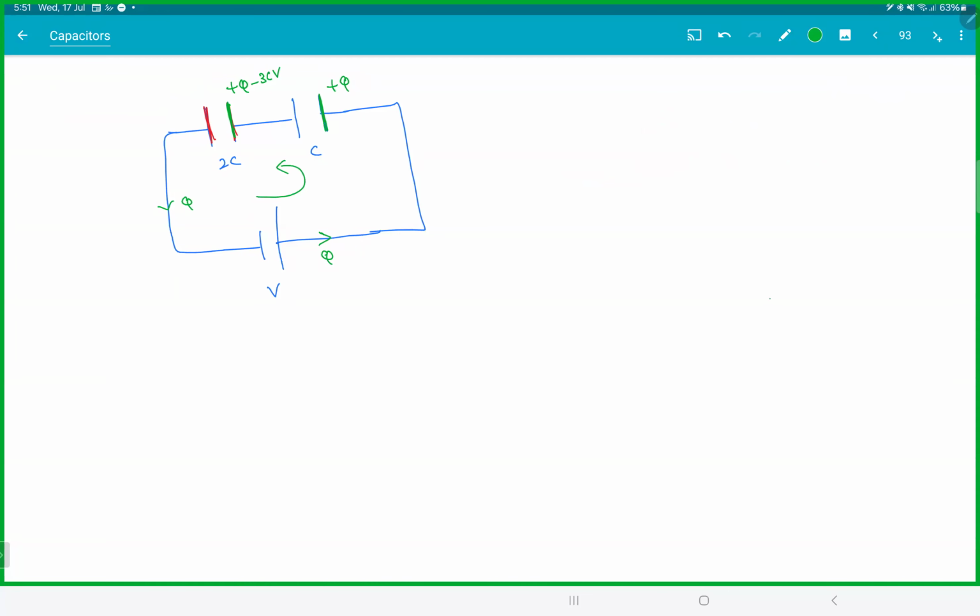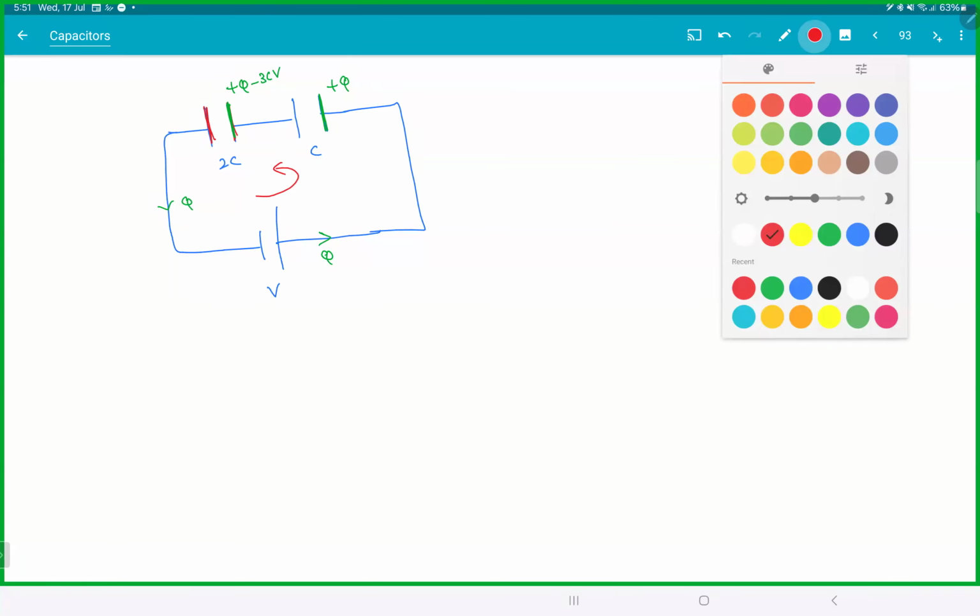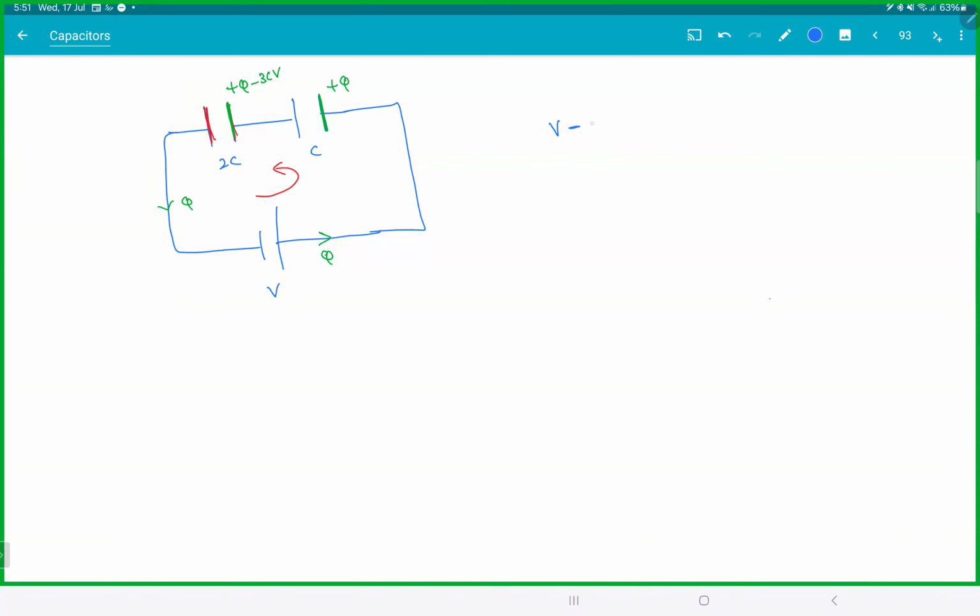Apply Kirchhoff's loop law in this. Start from the battery. V minus Q by C minus (Q minus 3CV) by 2C. You came back to the battery. So we have 5V by 2 is equal to 3Q by 2C. So Q is equal to 5CV by 3. So this much charge the battery gives.